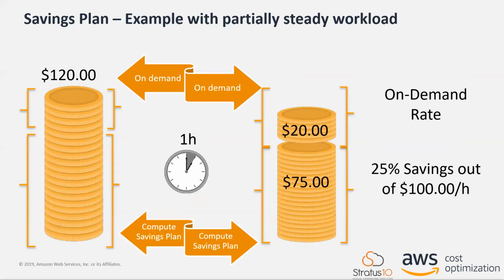Okay, another situation is, let's say only parts of your workload are steady and we only want to cover a portion of the usage with a savings plan. From the previous example, the 25% will apply to the portion of the usage that is covered with the savings plan, and then the remainder of the usage is charged at on-demand.